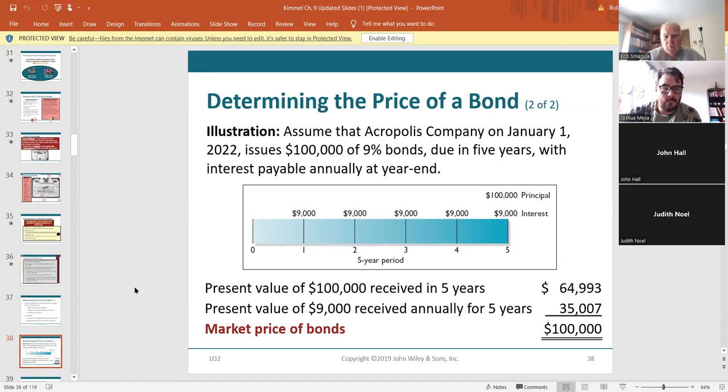Why am I saying that? What we're saying is $100,000, which we're going to have to pay back in 5 years, is worth $64,993 in today's spending. So we need to have $64,993 in the bank today, presently, in order to pay the $100,000 in the future. Same thing here. We're going to have to pay $9,000 in this annuity for 5 years. For that, we need $35,007 now. And we'll go into present value more as we go along here. It's a tricky little concept, but I think it's an interesting one and certainly an important one.